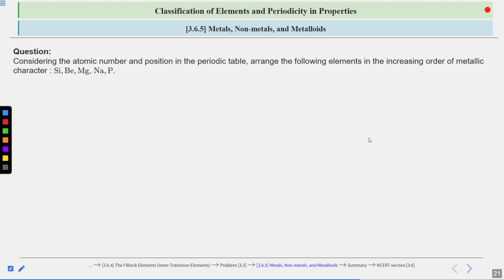So here is a question for you. Consider the atomic number and position in the periodic table. Arrange the following elements in the increasing order of metallic character. You have some time to solve this question. Your time starts now.